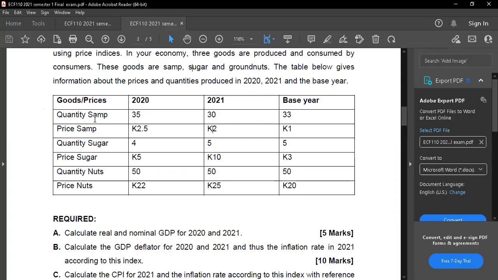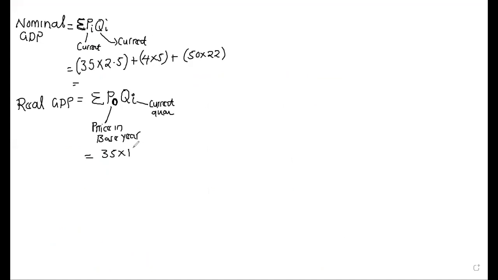So look at 2020. What's the current quantity for SAMP, for example? It's 35, right? So you get 35 quantity times what's the price? You ask what's the price of SAMP in the base year? The price of SAMP in 2020 was 2.5, but we are not interested in the 2.5. We're interested in the price of SAMP in the base year. The base year price for SAMP is 1 quarter. So you're going to say 35 times 1, because 1 is the price in the base year.